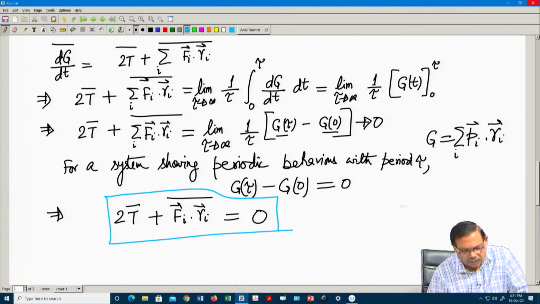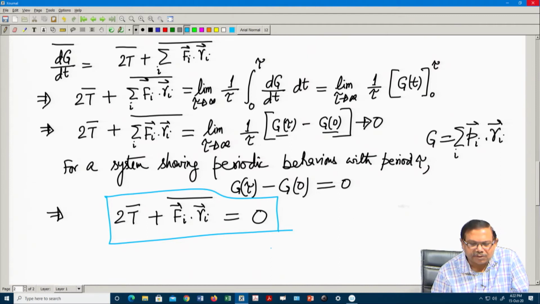Now, what is F_i? F_i is all the forces acting on the ith particle, and what is r_i? r_i is the position vector of the ith particle with some chosen coordinate system, and T is the kinetic energy. Okay.